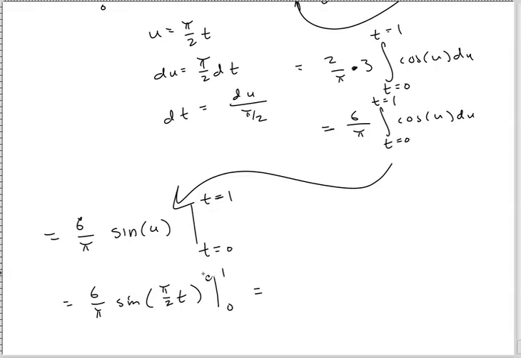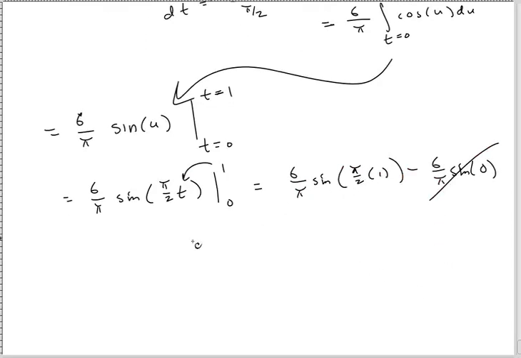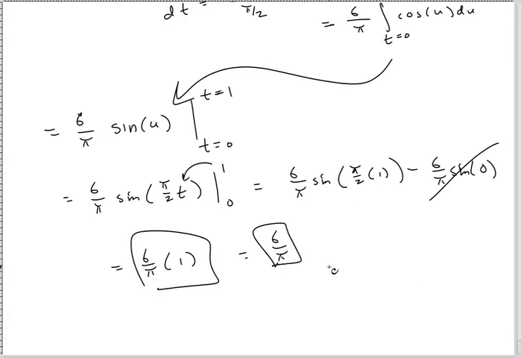Okay. Now, plugging in the 1, plug in the 0. Here we go. We get pi over 2 times the 1. And then anything times 0 is going to be a 0. But what is sine of 0? It's 0. And sine of pi over 2 is a 1. And so there's your answer. I guess you could just simplify a tiny bit more. Yay!